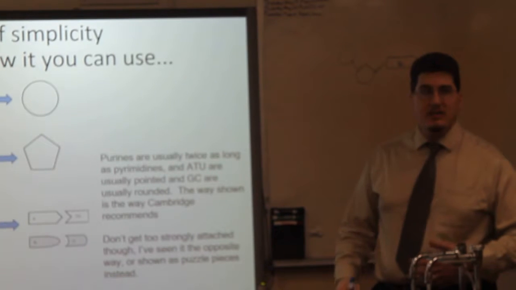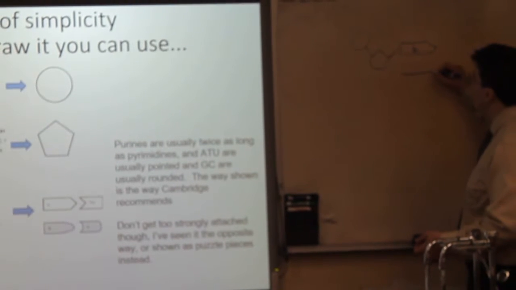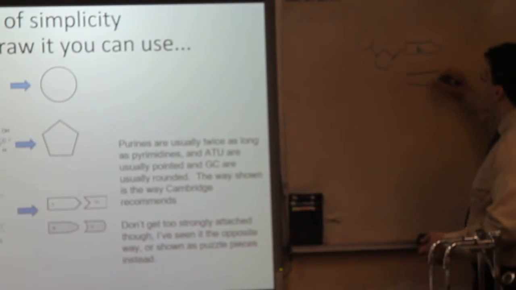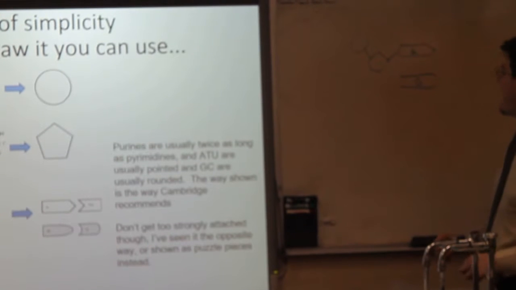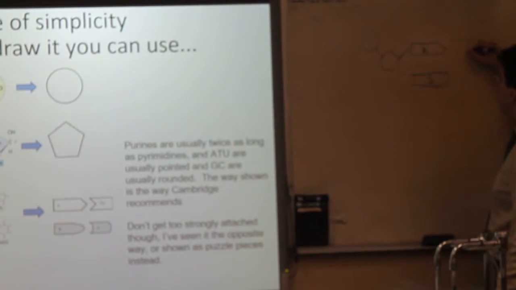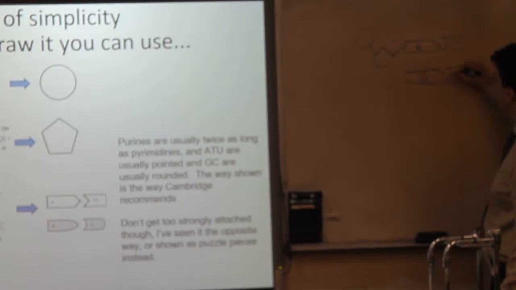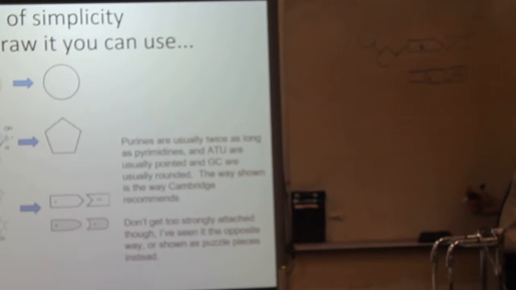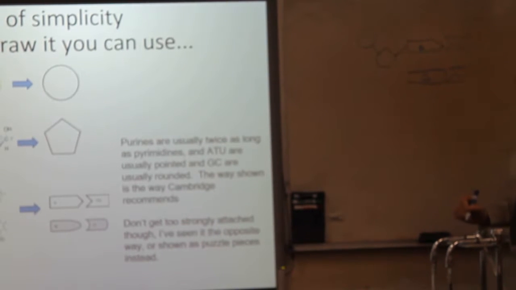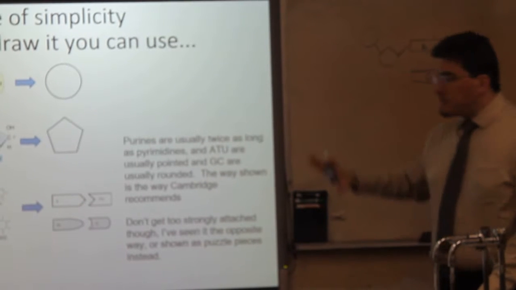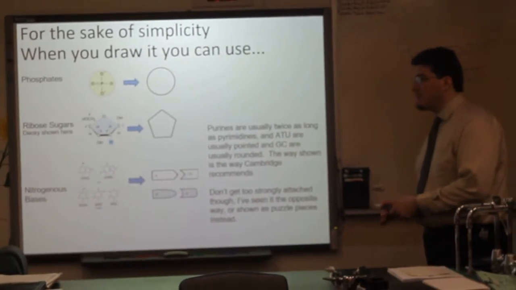By convention, typically Cambridge's convention is that purines are longer, and they have a convex edge, and pyrimidines are shorter, and they have a concave edge. So this is either T or U, depending on the circumstance. All right? That's by convention. However, don't be surprised if you see it other ways. It has been done many different ways.